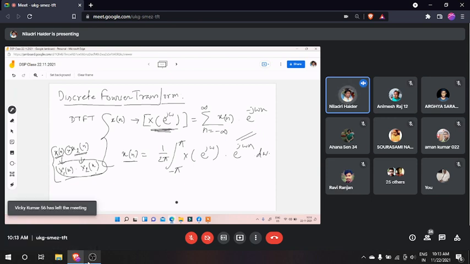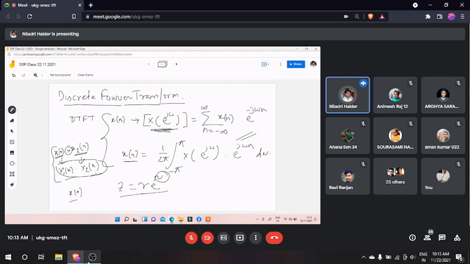We did the Z transform. In Z transform also we have converted in Z. Z is R e to the power j omega. So omega is frequency domain. That means we are converting xn into frequency domain.